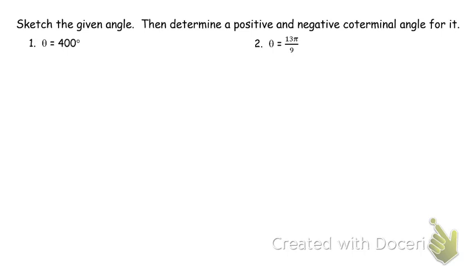Now the first one's a little bit weird. When you try this one, 400 degrees is already more than a full circle. It's more than 360 degrees. So it's going to be the 360 degrees and then 40 degrees more, which means it's in quadrant 1. Looks like this.